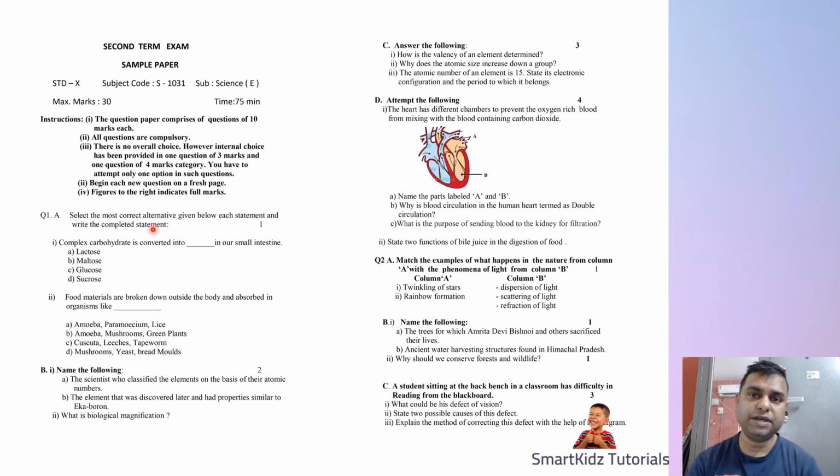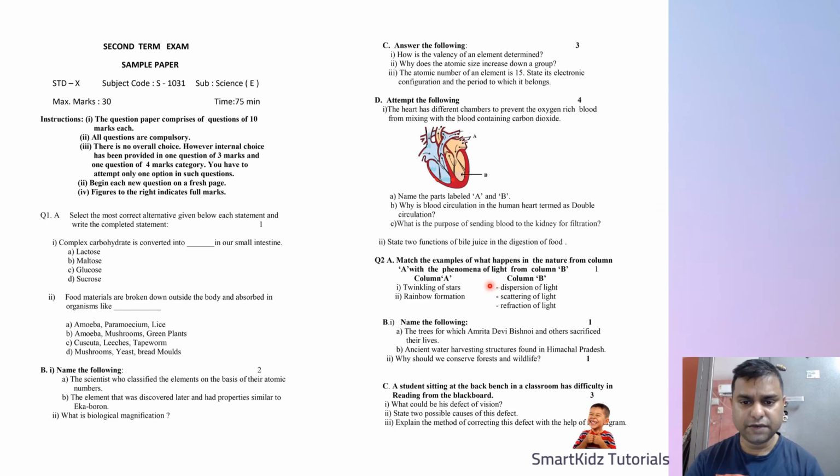The paper stresses application type questions. Application type questions mean you have to apply your mind using the knowledge that you have gained by reading and by understanding the concepts of science that are there for you in this term 2. If we have a look, question 1A, question 2A, and even question 3A will include all 1 mark questions. Over here, we have MCQ type questions, which you're familiar with.